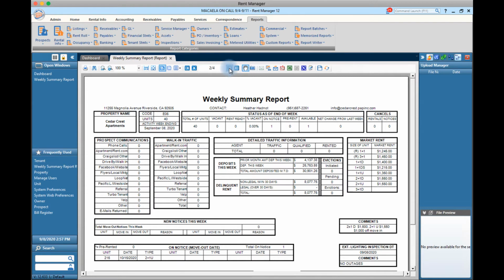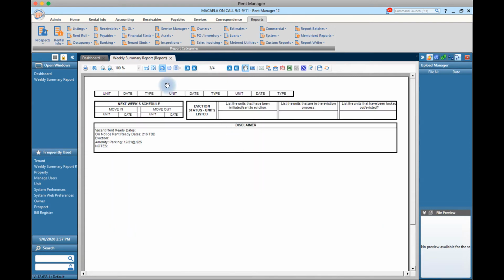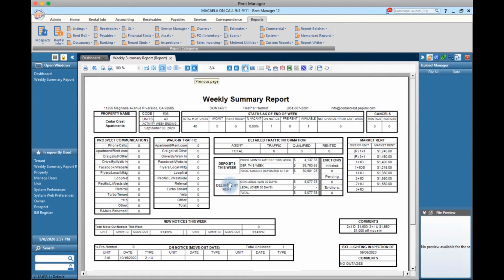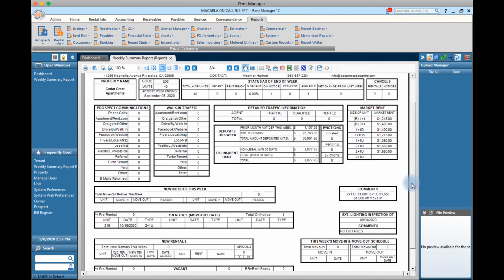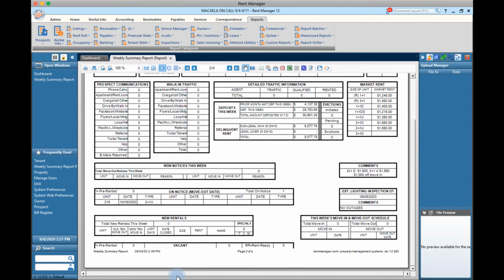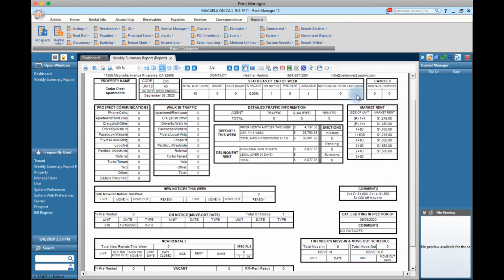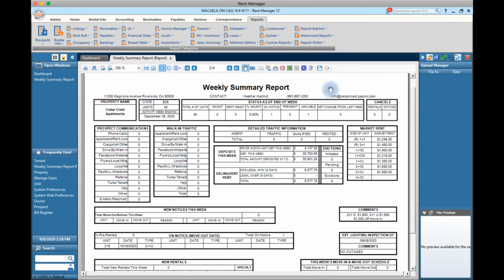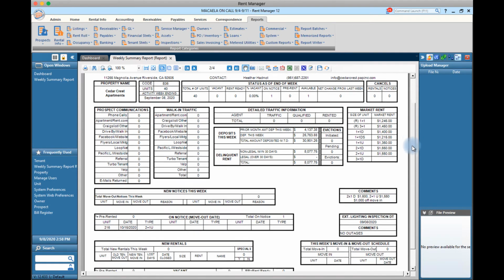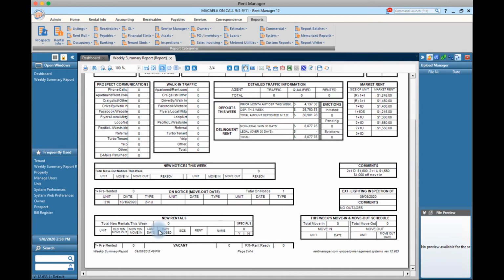So moving on to the second page. Actually, go down first. Okay, so new rentals, anything that has been pre-rented, which will also be displayed right here. Any new rentals will be displayed right here.